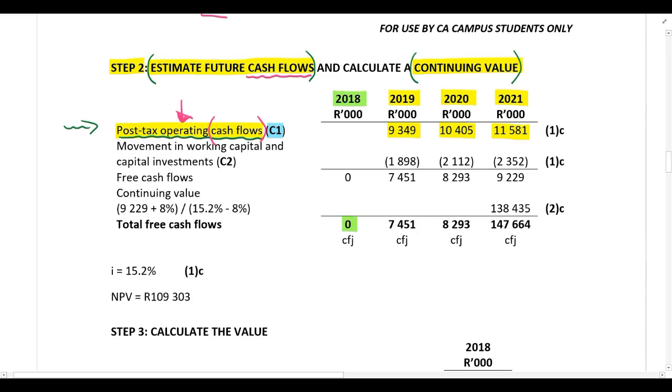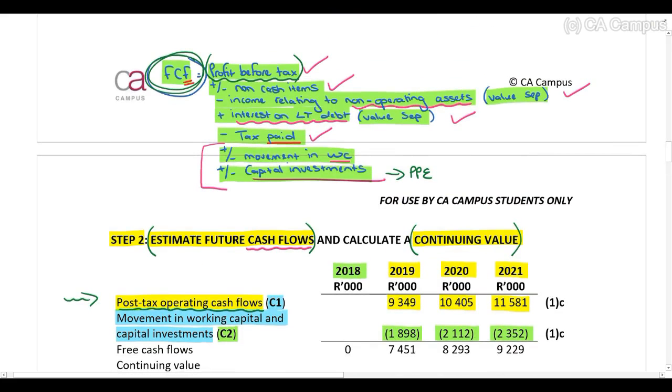You can now take into account the movement in net working capital and capital investments. Make sure that you reference correctly to your calculation, and these are cash outflows. Guys, we have then completed this calculation. We've calculated our free cash flows. So we've estimated the future free cash flows.